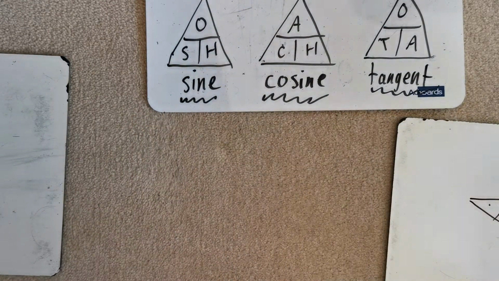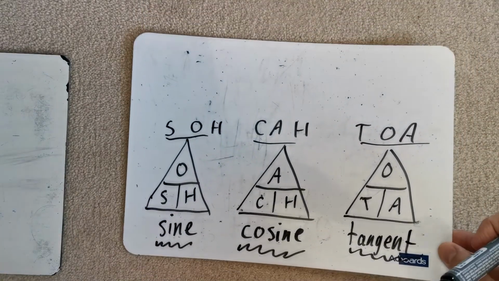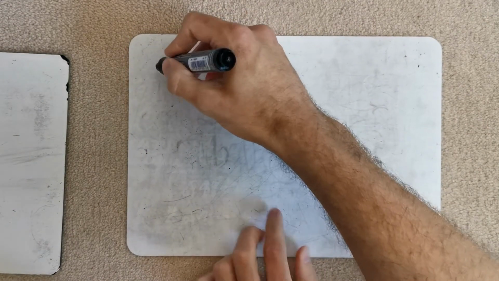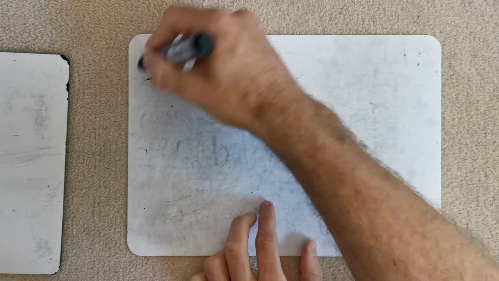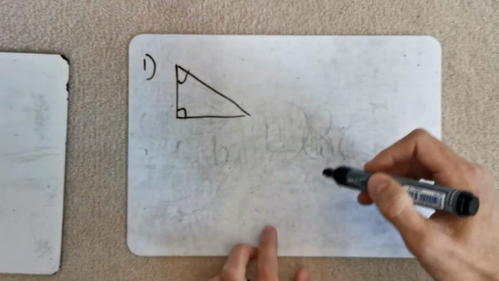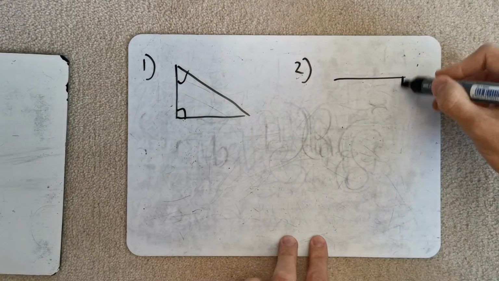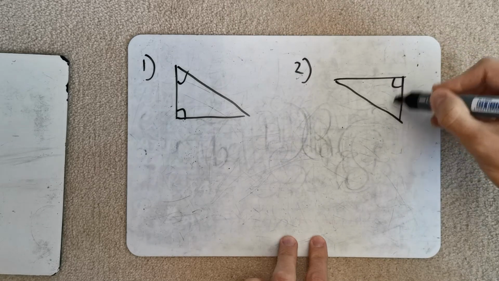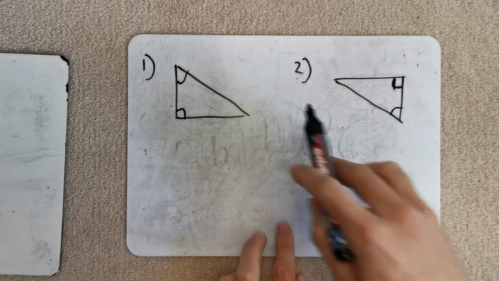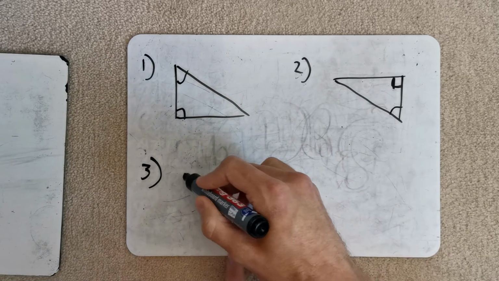Again, I am just wanting you to label these. So today's work is literally just labelling triangles. I want you to pause the video once I've done all these, and label the sides of these triangles and say which trigonometric ratio, sine, cos or tan, that you are going to be using.